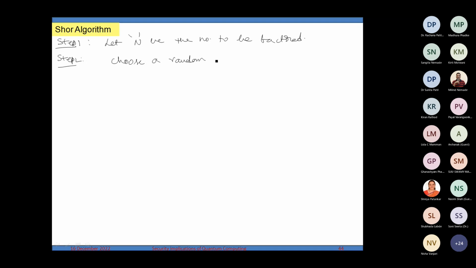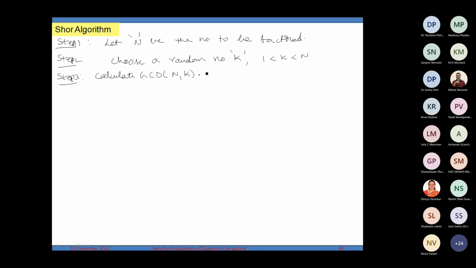Choose a random number k such that the condition is 1 < k < n. This is the second step. So the third step: calculate GCD of n comma k.